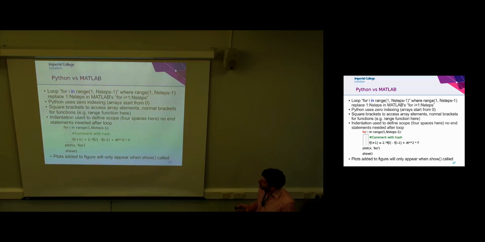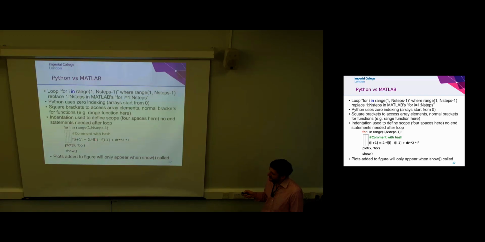Just a couple of notes on the differences. In Python you do for i in range, and then you specify this range, whereas in MATLAB you do for i equals 1 to n steps, for example. Python uses 0 indexing, so the arrays start from 0, whereas in MATLAB it starts from 1.